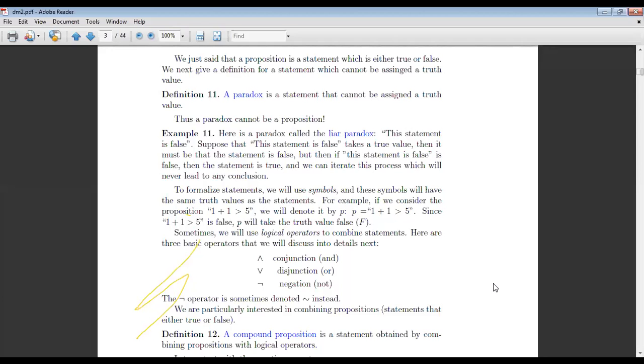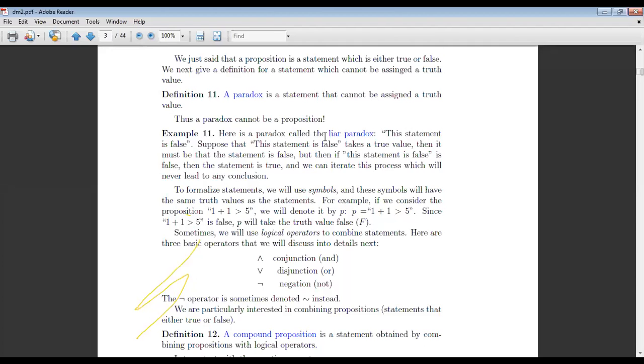So what do you mean by paradox? See, from the definition of proposition, you can say that a proposition is a statement which is either true or false. We next give a definition for a statement which cannot be assigned a truth value. Meaning the next definition that will come is a paradox, in which truth values cannot be assigned. So what is a paradox? A paradox is a statement that cannot be assigned a truth value. This will be a statement, but it will not have a truth value. Okay? So this paradox is not a proposition.